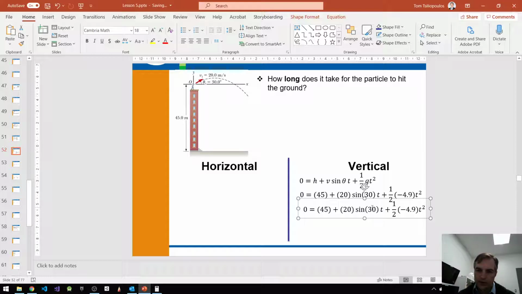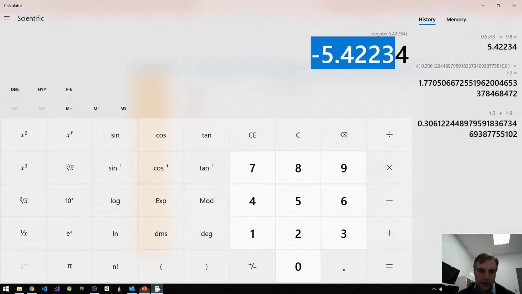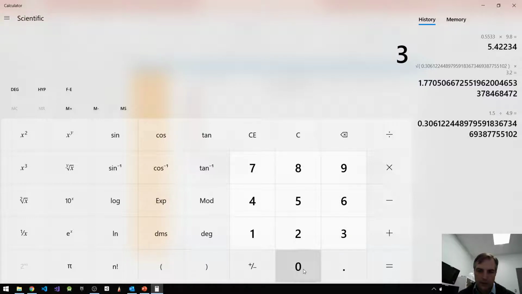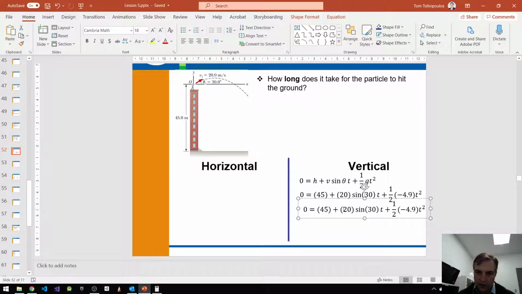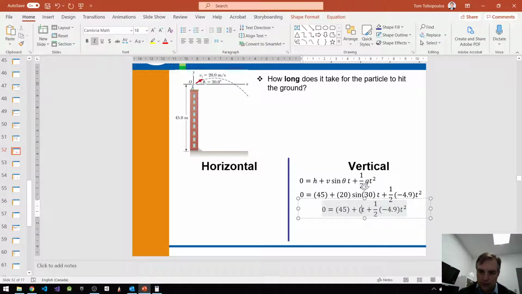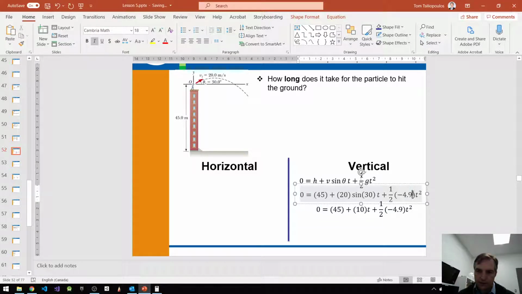So this term, 20 sine 30. Again, we can go back here. Sine 30 times 20 is 10. So this term would boil down to 10t. And again, this is 1/2. I already calculated it, negative 9.8. 1/2 of negative 9.8 is negative 4.9. So we would take this term out, and we'd have something that looks like this.